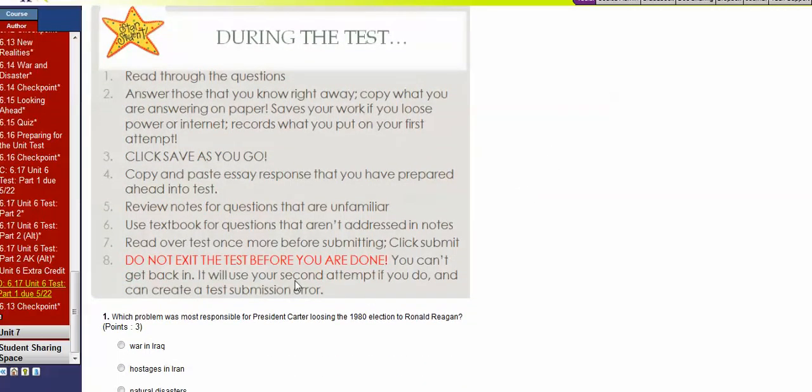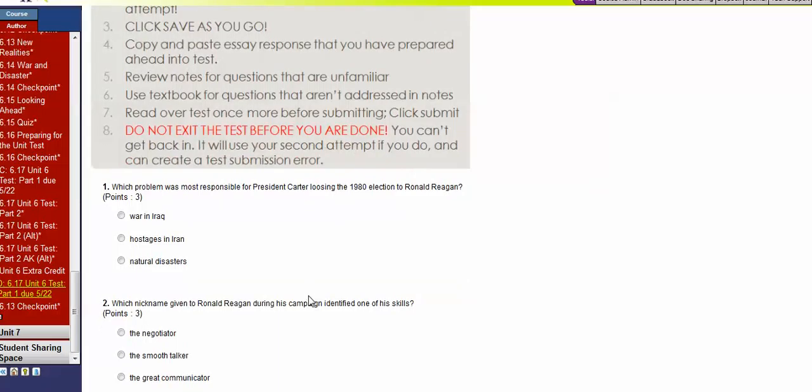Do not exit the test before you are done. You can't get back in. It will use your second attempt if you do and can create a test submission error. So make sure that when you're sitting down to take the test, you're ready to spend the full amount of time. Let's start with question number 1.